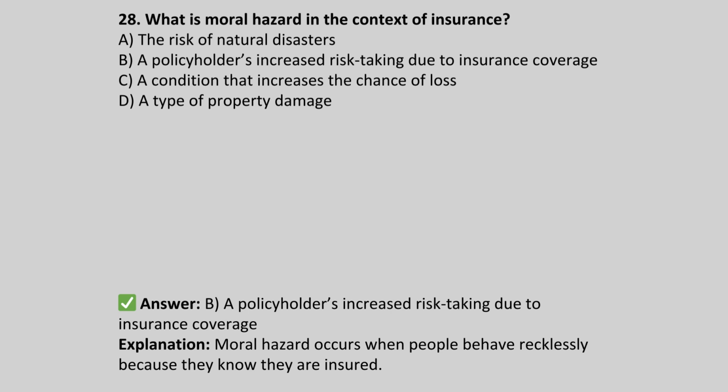What is moral hazard in the context of insurance? A. The risk of natural disasters. B. A policyholder's increased risk-taking due to insurance coverage. C. A condition that increases the chance of loss. D. A type of property damage. Answer: B. A policyholder's increased risk-taking due to insurance coverage. Explanation: Moral hazard occurs when people behave recklessly because they know they are insured.